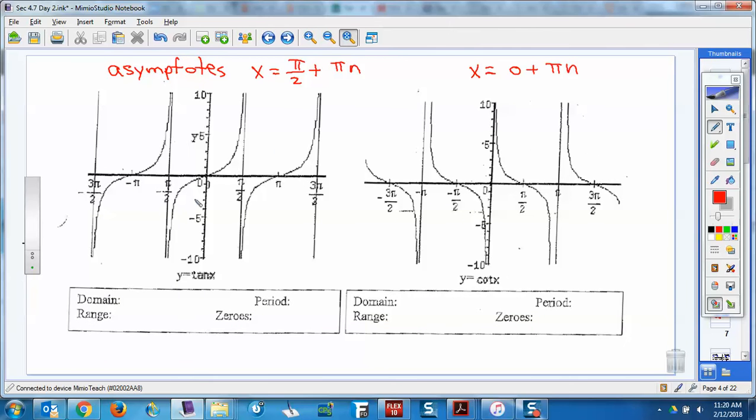All right, go down to tangent and cotangent. So again, I've written the asymptotes there. Just what are they?